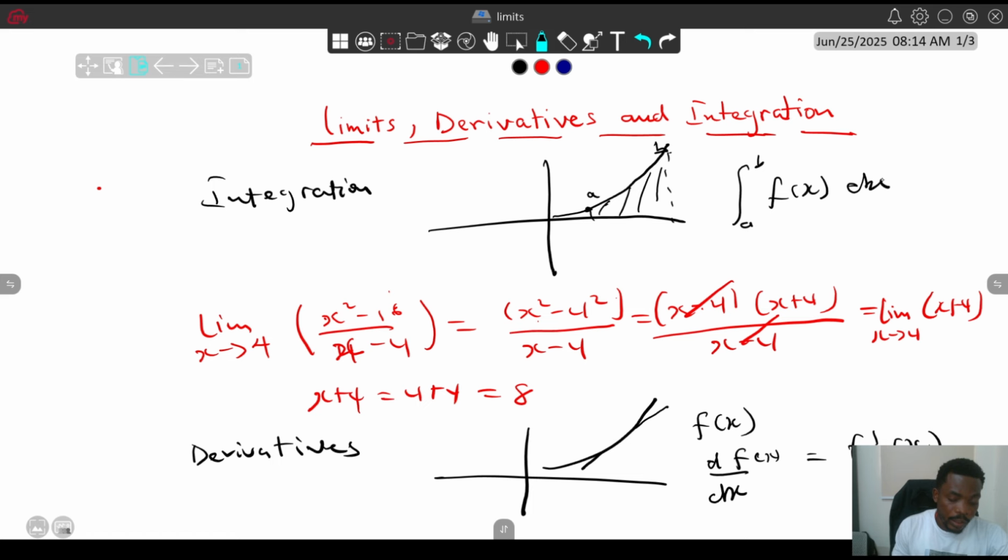One more thing: integration is actually the opposite of differentiation. If we have the derivative f prime, and we integrate it, we have the integral of f prime of x dx, and this brings us back to f of x plus some constant c. That is the general overview of limits, derivatives, and integration.